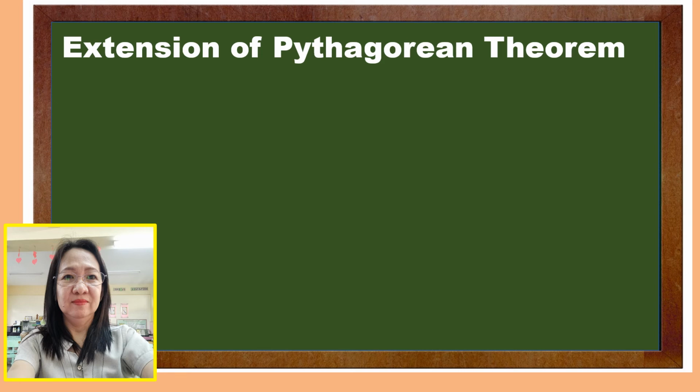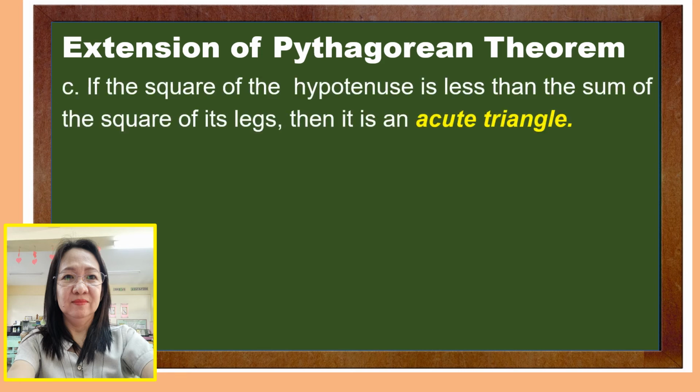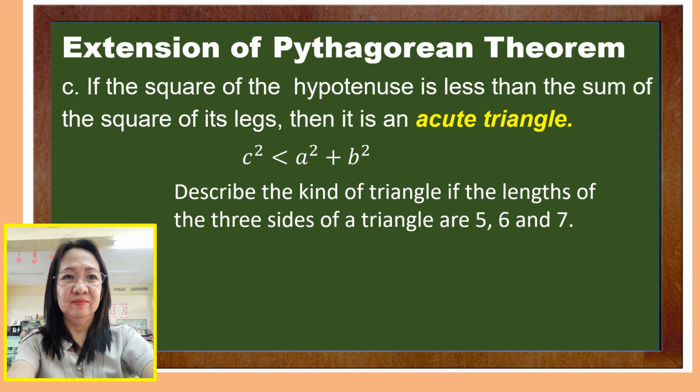And of course, the last one: if the square of the hypotenuse is less than the sum of the squares of its legs, then it is an acute triangle. So in symbols, we can put this as c squared is less than a squared plus b squared. Let us have this illustration. Describe the kind of triangle if the lengths of the three sides of the triangle are 5, 6, and 7.